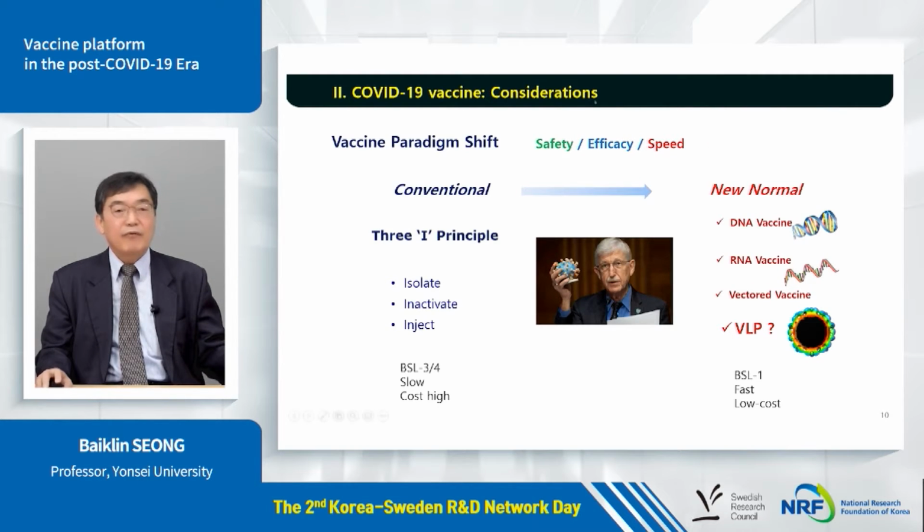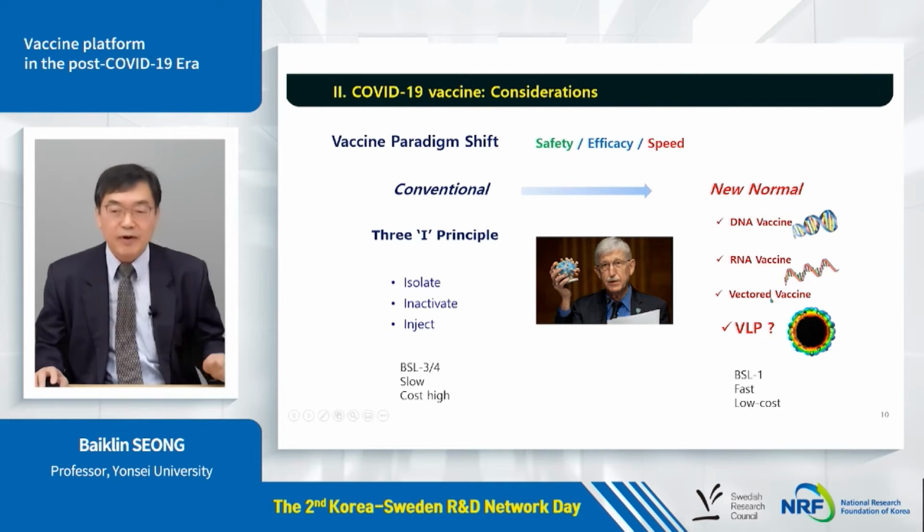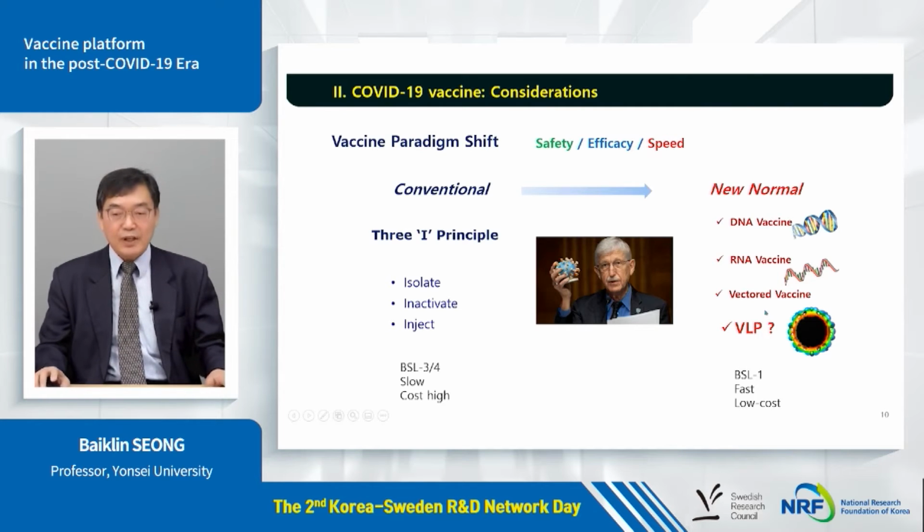There are two different pillars for vaccine development: it should be safe and efficacious. However, the COVID-19 outbreak requires another pillar of development, that is speed. Based upon the conventional 3I principle, vaccine development is slow and the cost is very high. To adapt to the new normal situation, there are various types of new vaccine platforms: DNA vaccine, RNA vaccine, vector vaccine. These platforms are being adopted by major companies like AstraZeneca, Pfizer, GSK. And I would like to stress that one additional new normal type of vaccine development is the virus-like particle, VLP vaccine, which can be produced in a very short period of time in a low-cost manner.